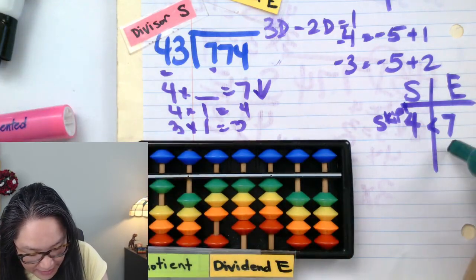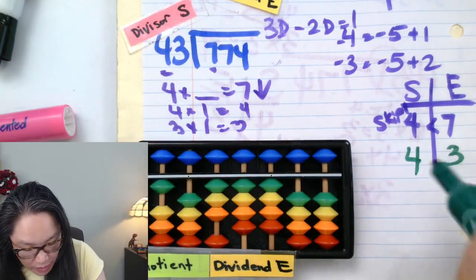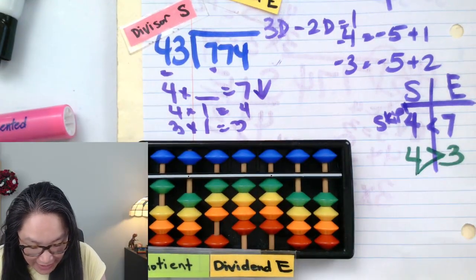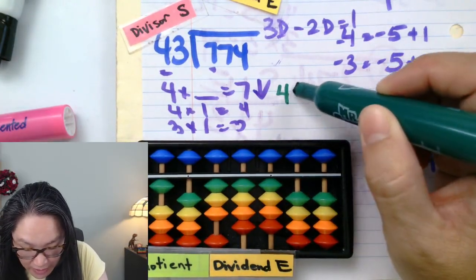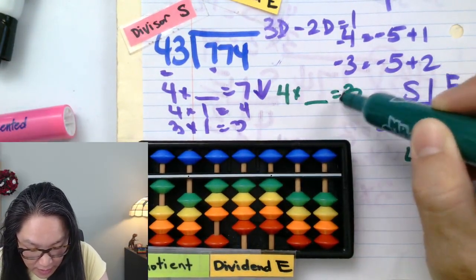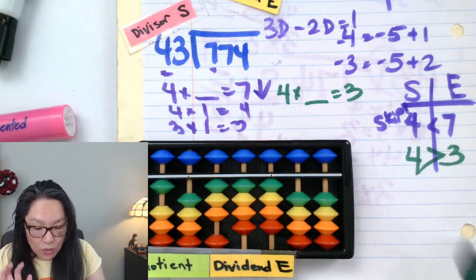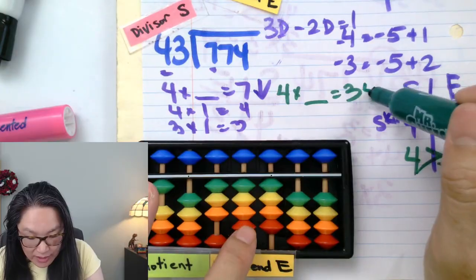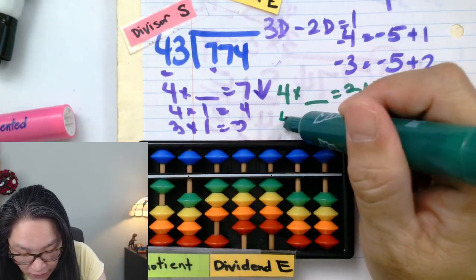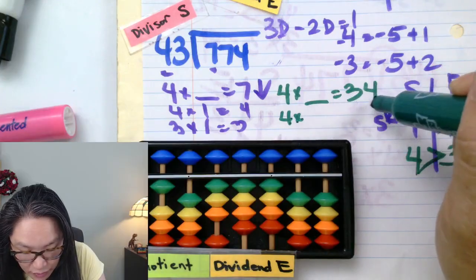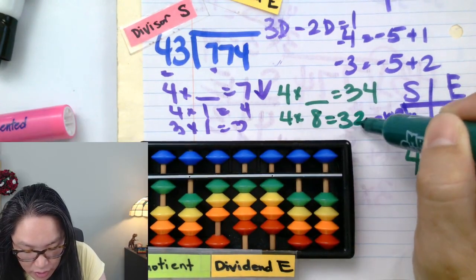Three is my dividend. 4 is my divisor. Who is bigger? My divisor is bigger. If my divisor is bigger, then I know I'm going to do 2 columns. How do I know? Because if I do this, 4 cannot go into 3, right? So we need the next number. We need to have the 4. So the question is 4 times what is equal to 34? 4 times 8 is equal to 32.